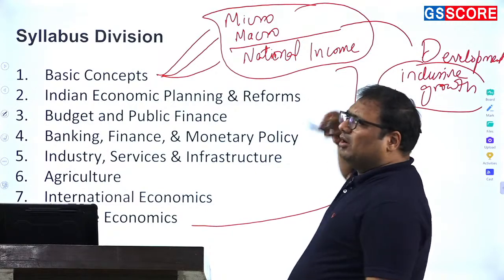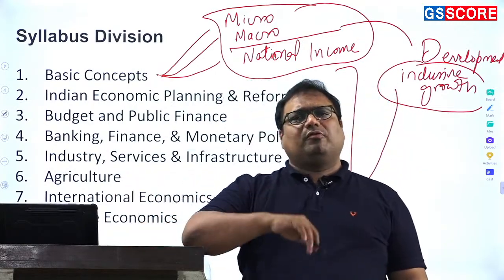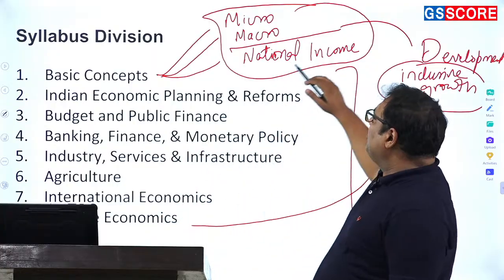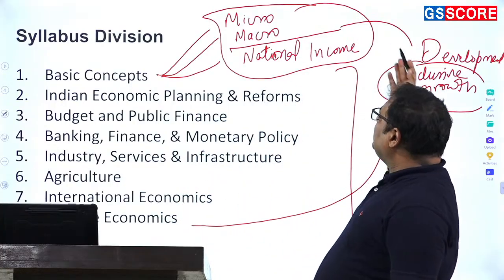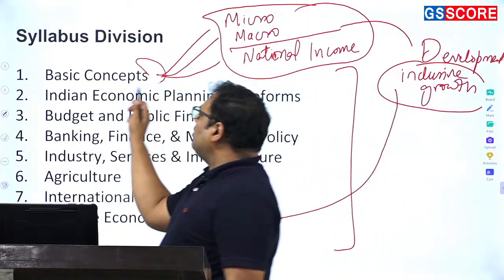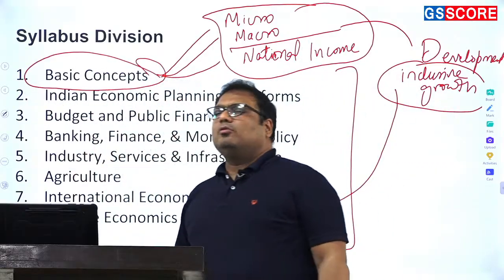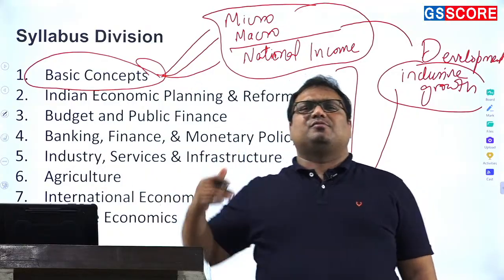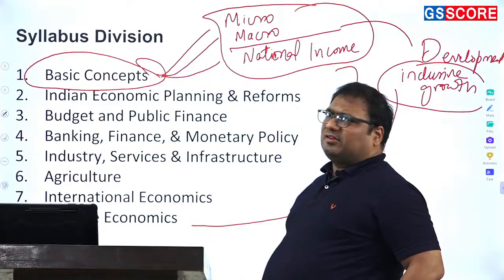National income. From time to time, there are questions. Not a very frequently repeated topic, but still there are questions. So, national income is one area, but these are 2-3 themes only. From this topic, we do not have too many themes. So, basic concepts you need to know in order to understand the subject well. Direct questions from this are very few.